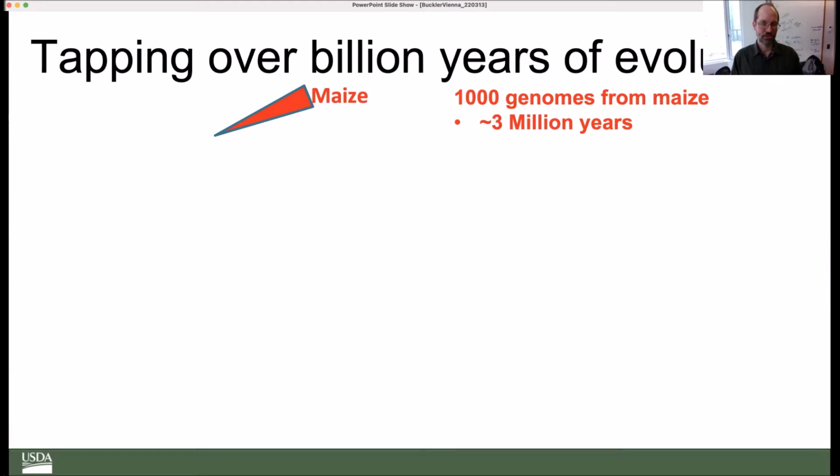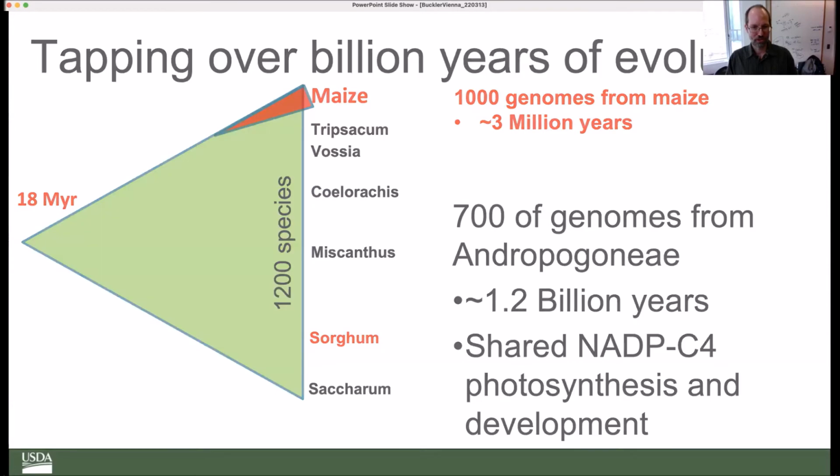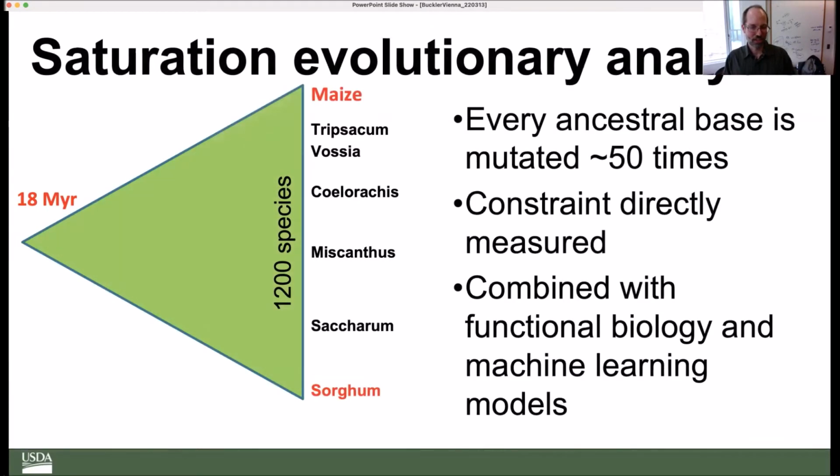And so, over the last several years, we asked the question, what's the best way to do this? One way was we could look at the evolution of maize in more genomes. And if we did that, we'd tap about 3 million years of independent evolutionary time. But what we decided to focus on instead was to sequence 700 genomes of the Andropogoneae. These are essentially the wild relatives of maize and sorghum. If you count up all those branch lengths, it's about 1.2 billion years of evolutionary time. And the key thing is they share this really efficient type of photosynthesis and a very shared type of development. And so, with our colleagues Toby Kellogg, Matt Hufford, Jeff Rosabara, and Adam Siepel, we're doing this.